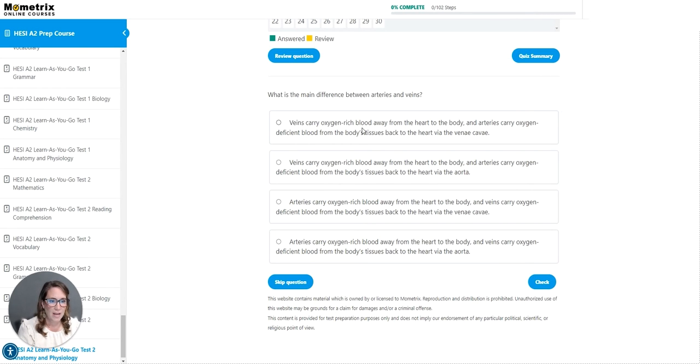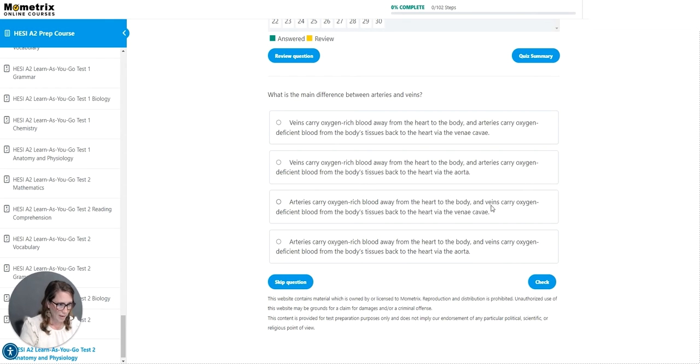So, veins carry oxygen-rich blood away from the heart to the body? Nope, we just talked about that. That is not the one time. Veins carry oxygen-rich blood away from the heart to the body? Nope. Arteries carry oxygen-rich blood away from the heart to the body.